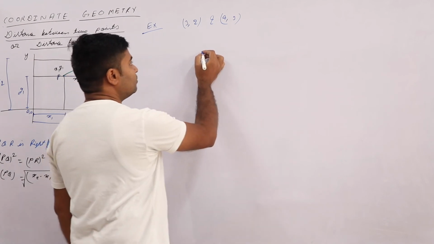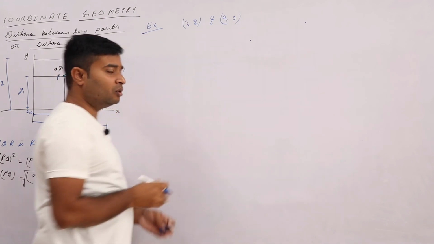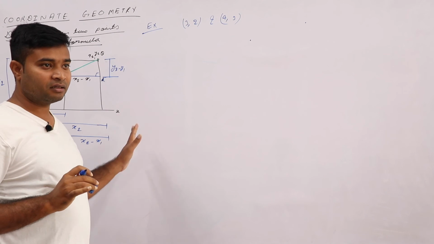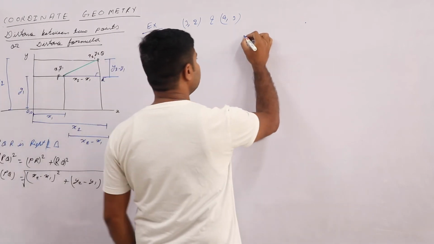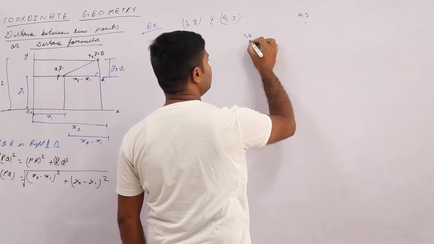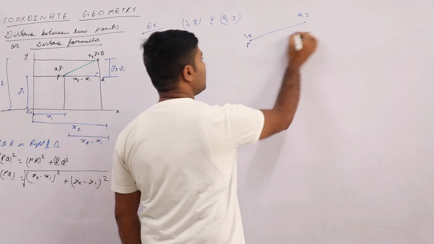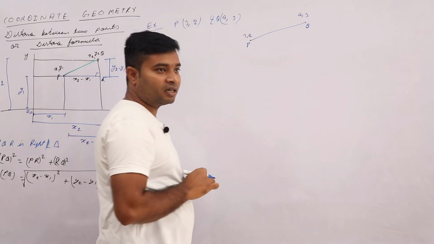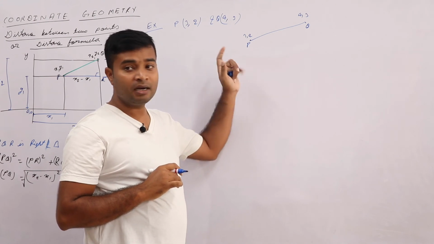Acha. Now simply draw it. Simply do it on the graph, and it should not be fully proper. Just it should be okay. So I am writing one point 3, 2 and this is 4, 3. Join this. And we need to find the distance between PQ. This is P, this is Q. So before solving, mark the points.